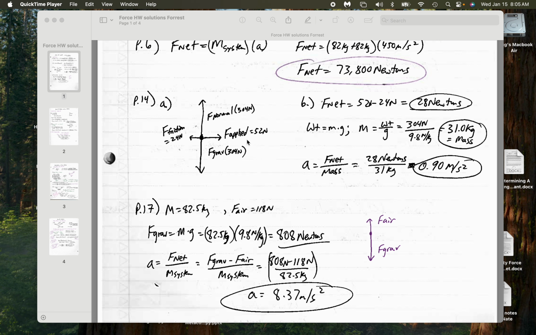So to find the mass of the situation, I need to take the weight divided by 9.8, so that's this formula again, and I get 31 kilograms of mass. So now to find the acceleration, I use the 28 newtons of net force and the 31 kilograms of mass. And that gets my acceleration.